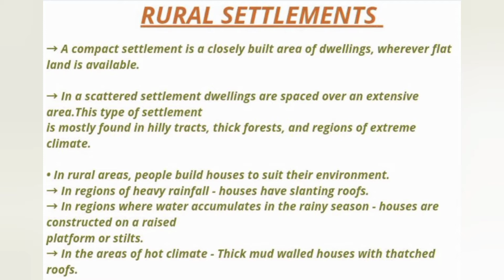In rural areas, people build houses to suit their environment. In regions of heavy rainfall, houses have slanting roofs. In regions where water accumulates in rainy season, houses are constructed on a raised platform or stilts. And in the areas of hot climate, thick mud-walled houses with thatched roofs are made.